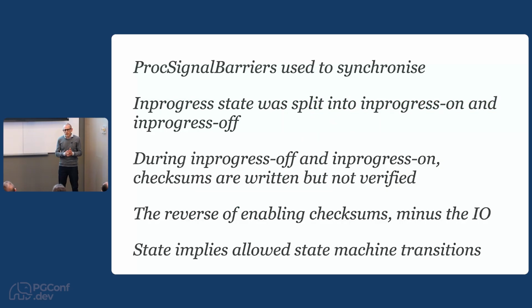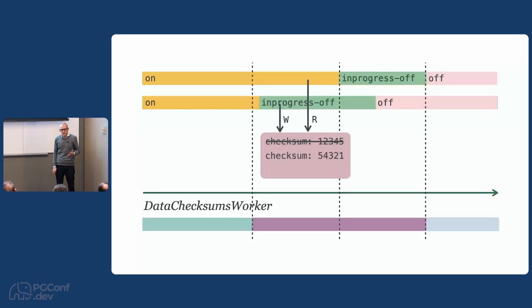So again, proc signal barriers were used to fix this. We split the in-progress state into in-progress on and in-progress off, meaning that disabling checksums is essentially exactly the reverse of enabling them minus the I/O. We still don't have to rewrite all the pages, but we have to go through the same state machine updates to make sure that everyone in the cluster agrees on the state change. So that made disabling work.